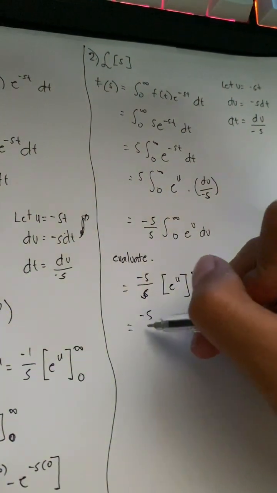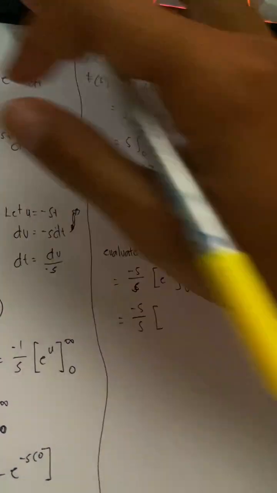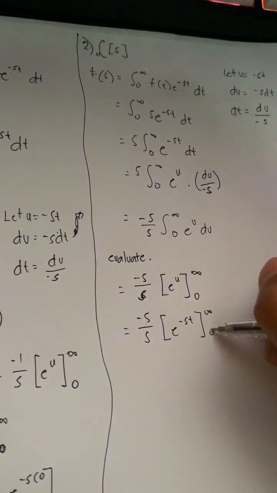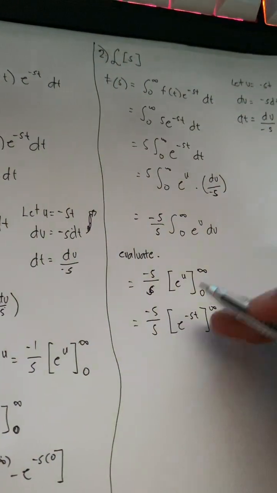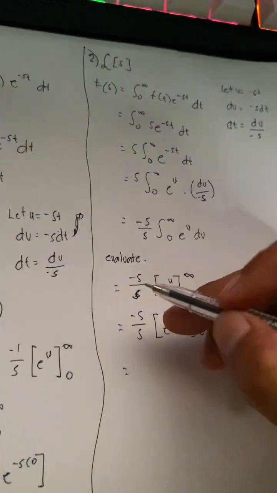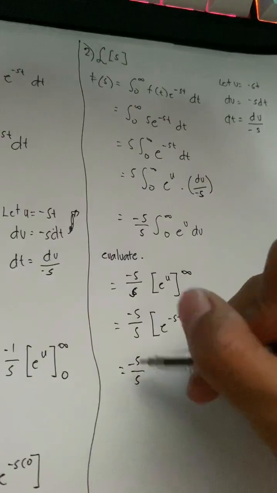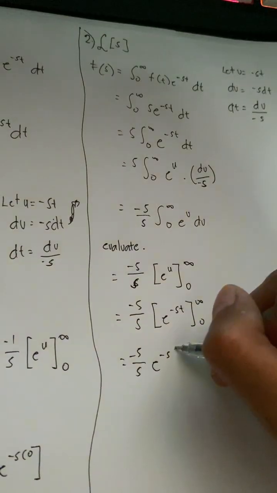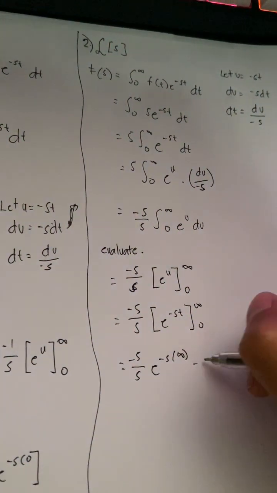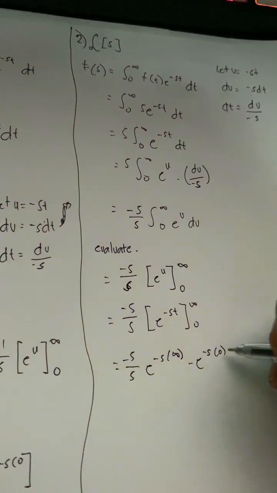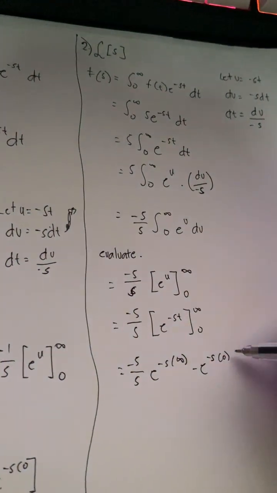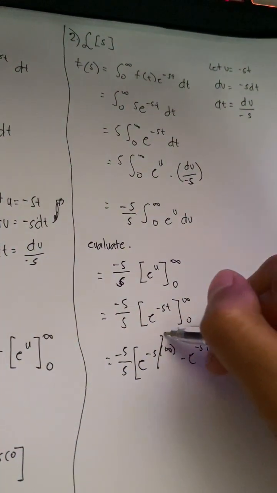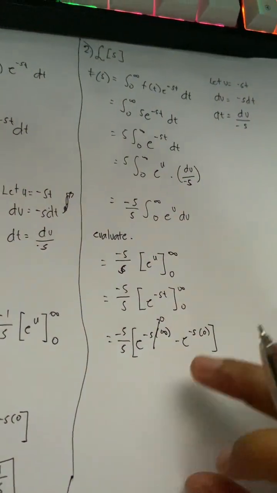So what will happen here, we evaluate the limit. We have e raised to negative s multiplied by infinity, minus e raised to negative s multiplied by 0. E raised to negative s multiplied by infinity is simply equal to 0. E raised to negative s times 0 is e raised to 0, which happens to be equal to 1.